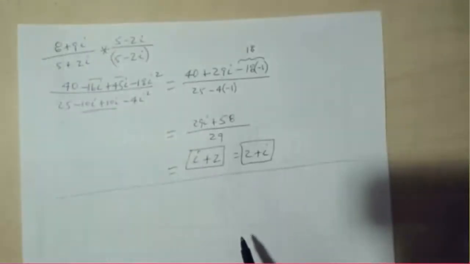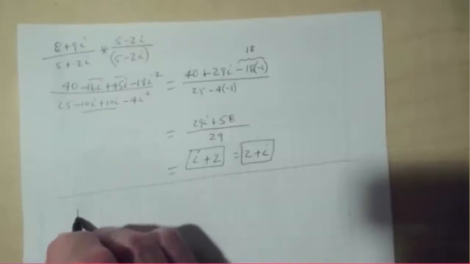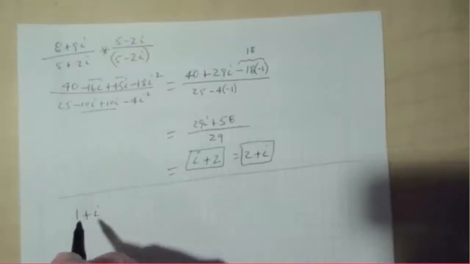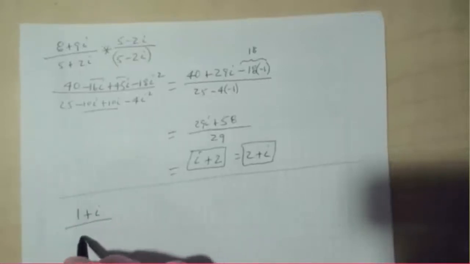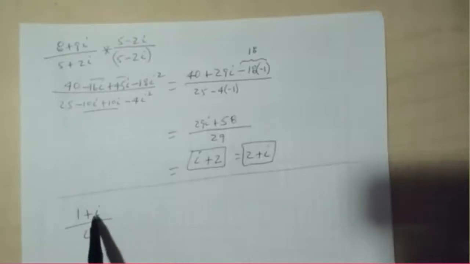Okay, the secret to doing this, again, when you've got an i in the denominator, is to multiply by the conjugate. Probably should have done this one first.